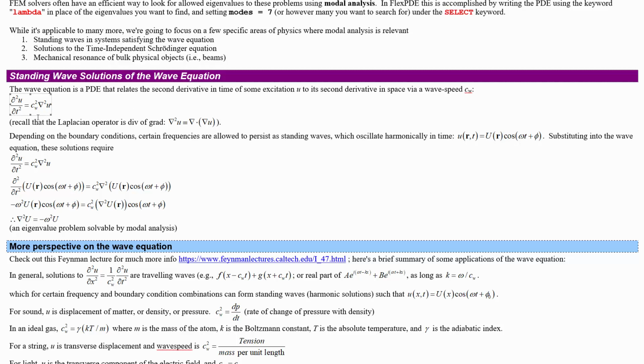All right, let's get a little bit more specific here with standing wave solutions of the wave equation. This is the wave equation. It says that some excitation u has its second derivative in time proportional to its second derivative in space, its Laplacian, where the proportionality constant is the square of the speed of the wave. So that's the speed that the wave propagates on this medium. So u is some excitation of the medium.